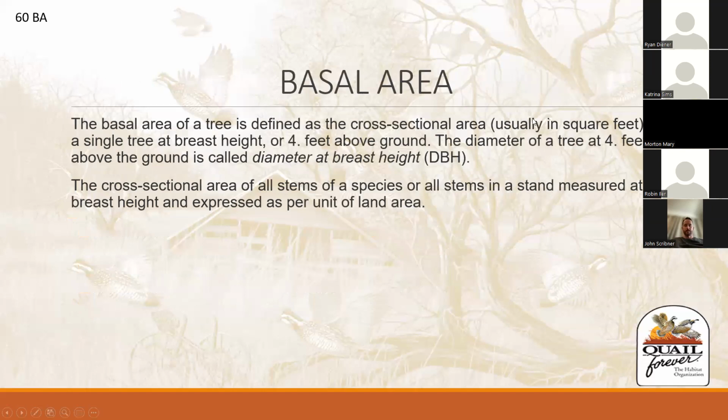And here's the basal area. So basal area, again, is a way that we measure the density of a forest land. The basal area of a tree is defined as the cross-sectional area, usually in square feet, of a single tree at breast height. So if you're standing by a tree at about breast height, or about 4 feet above the ground, that's what we call the DBH, or the diameter at breast height. If you were to take that tree and cut it down at that diameter at breast height, the cross-sectional area of all stems of either a species or all stems within a stand measured at breast height and expressed per unit of land area, that is your basal area.